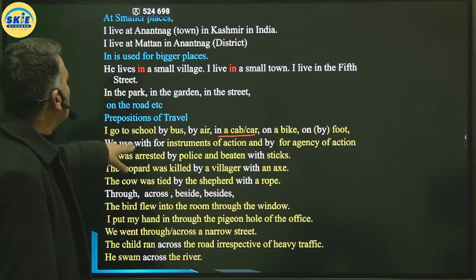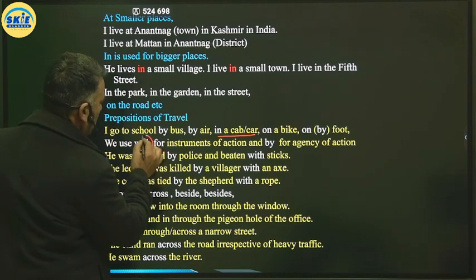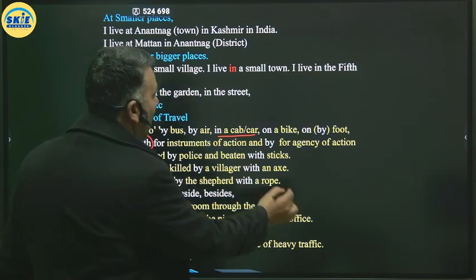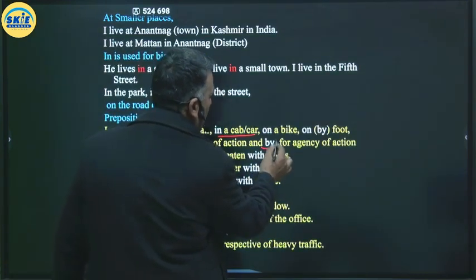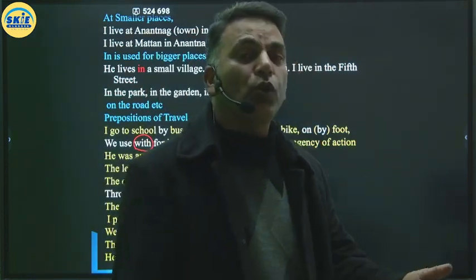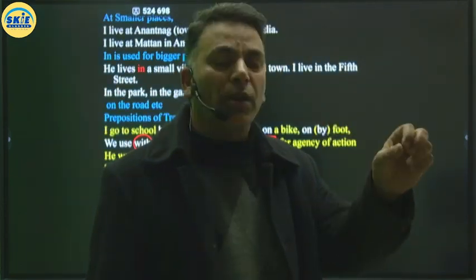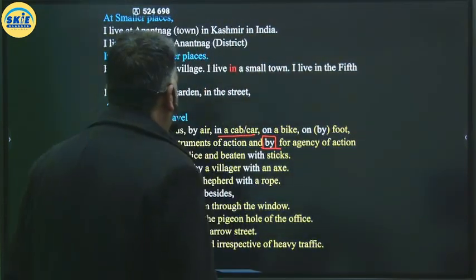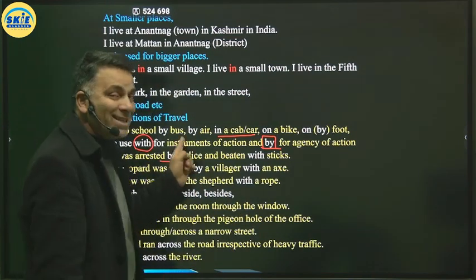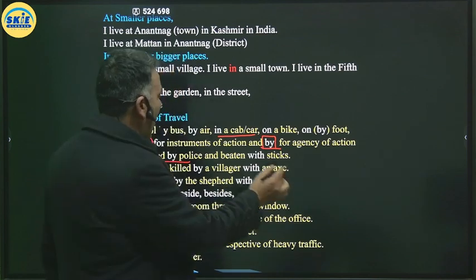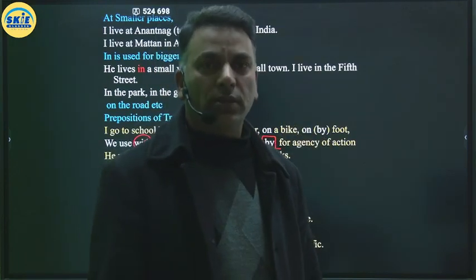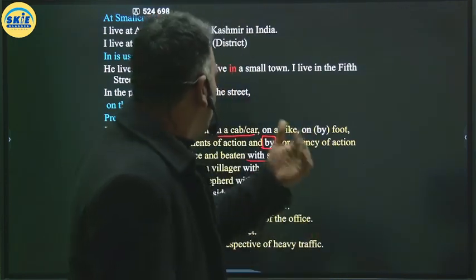Now we use with, preposition with, for instruments of action and by for agency of action. By is used for agency of action, doer. With is used for instrument of action, the thing that you use to do something. For example, if you look here, he was arrested by police. So police is the doer, is the agency, and beaten with sticks. Stick is an instrument, but police is an agency.